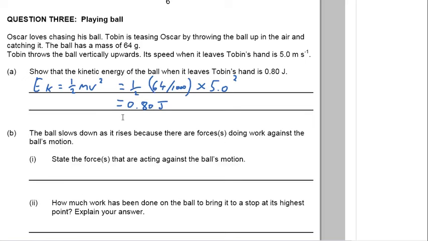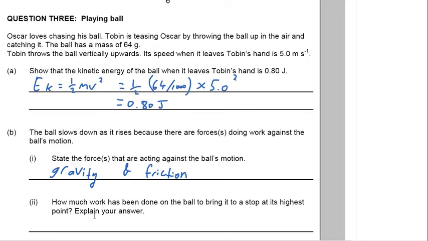joules. B, the ball slows down as it rises because there are forces doing work against the ball's motion. State the forces that are acting against the ball's motion. So they are gravity and friction. So gravity is pulling the ball down, so there's a downwards force, a weight force, and the ball is colliding with air molecules, which is creating friction.